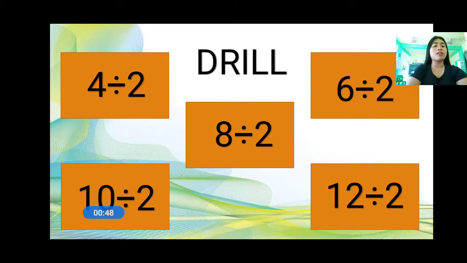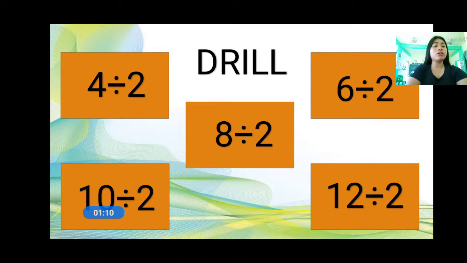So all together, go. 4 divided by 2, 6 divided by 2, 8 divided by 2, 10 divided by 2, 12 divided by 2. 4 divided by 2 equals 2, 6 divided by 2 equals 3, 8 divided by 2 equals 4, 10 divided by 2 equals 5, and 12 divided by 2 equals 6.